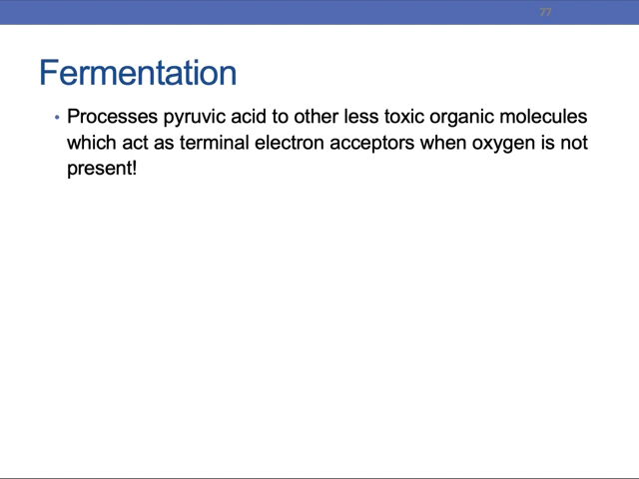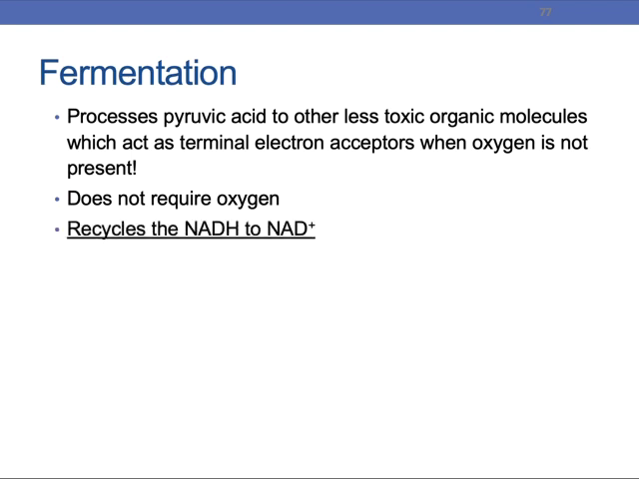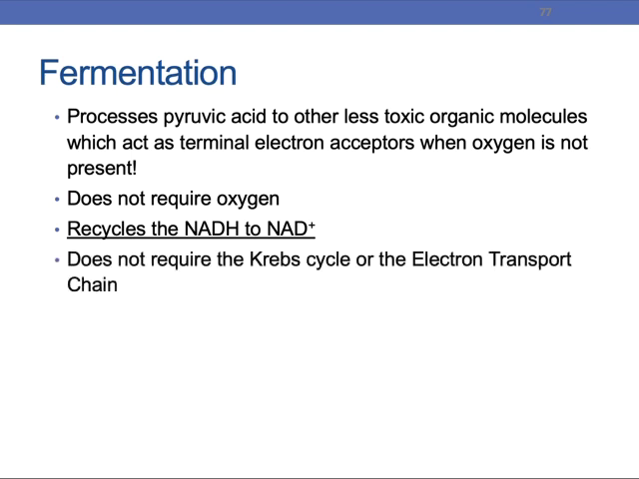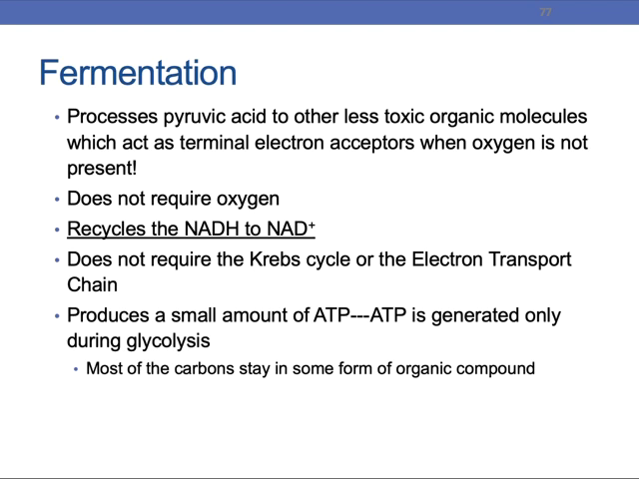And since oxygen is not there as the final electron acceptor, pyruvic acid acts as a final electron acceptor. It doesn't require oxygen. It recycles NADH to NAD+. It doesn't require Krebs cycle or the electron transport chain. Remember, it only takes that route in cellular respiration where oxygen is present, or there is a final electron acceptor.